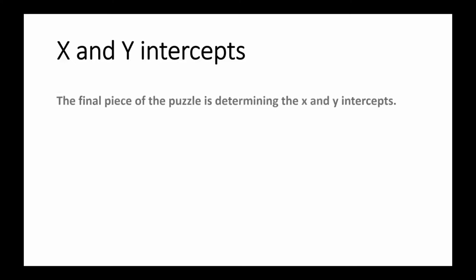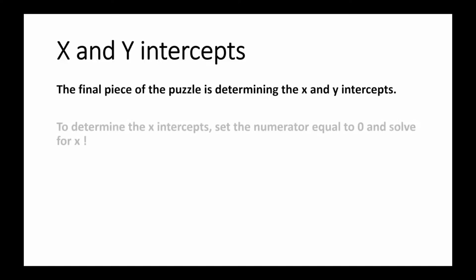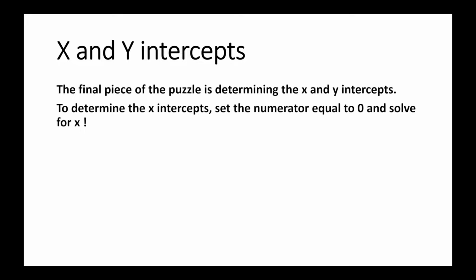Now, this is the last piece of the puzzle. Usually when we graph, even beyond just graphing rational expressions, when we're graphing lines, parabolas, exponential functions, we find x and y intercepts. This way we have points to go off of when we're graphing our curves. And the rules are the same, with a little bit of a twist. To determine the x-intercepts, which are also known as our roots, we can set the numerator of the rational expression equal to 0, and we can solve for x.